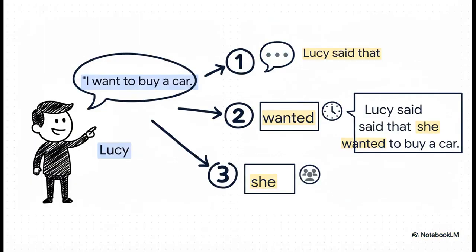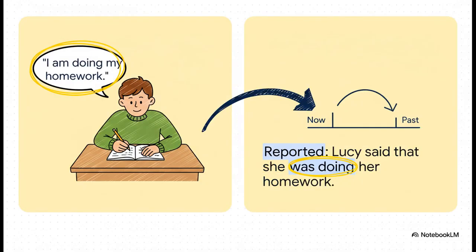Okay, let's walk through it. Direct speech is, I want to buy a car. Step 1, add our reporting verb, so we get Lucy said. Step 2, backshift the tense. Want is in the present simple, so it becomes wanted. Step 3, change the pronoun. I becomes she. Put it all together and bam! Lucy said that she wanted to buy a car. See?